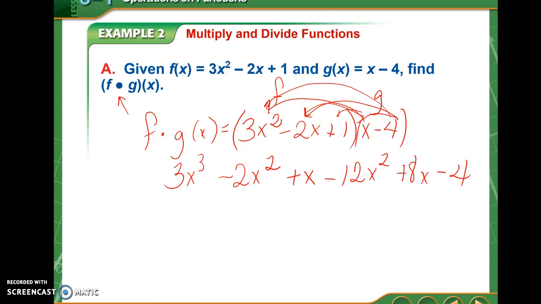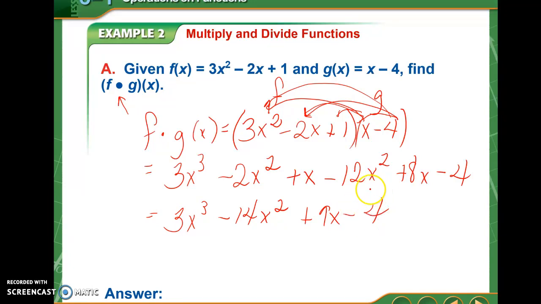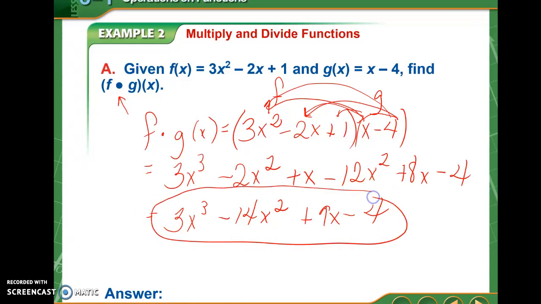And then the same process as we did on the last equations, combine like terms. There's not another x cubed term. Negative 2x squared and negative 12x squared is negative 14x squared. X plus 8x is 9x. Excuse me, negative 4 doesn't have anyone to combine with. So that's my answer: 3x cubed minus 14x squared plus 9x minus 4.